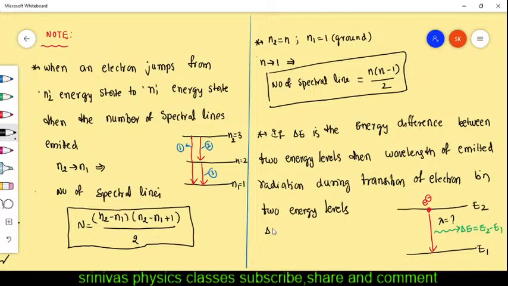It is very easy to find out according to Bohr's third postulate. Energy released is equal to E2 minus E1. That will be released in the form of a photon. We write delta E is equal to h nu. H nu we write as h c by lambda. Then from this, if you want to find the lambda, it is very easy: lambda is equal to hc by delta E. Okay, this is in the note, and we will go for some more points.